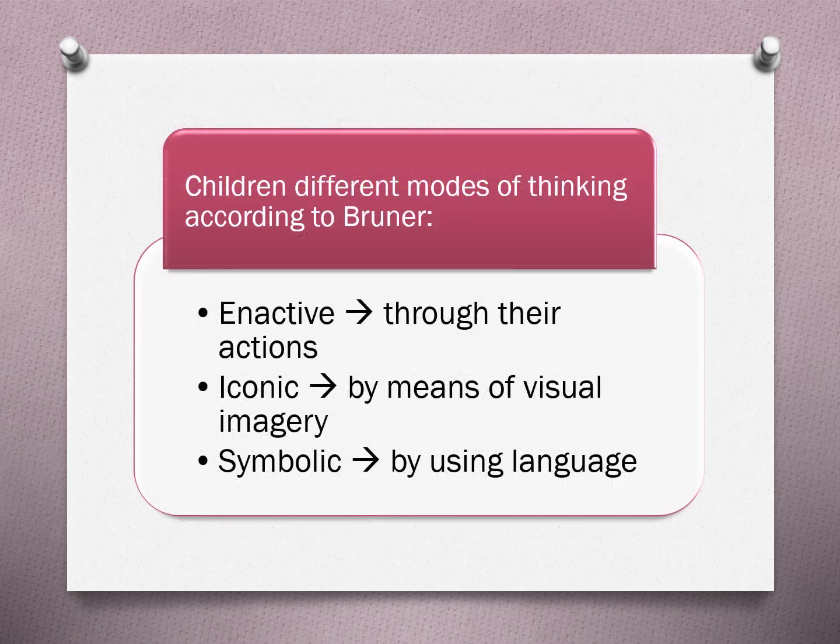So children can handle different methods of thinking according to Bruner. Enactive, which means through their actions. Then the second type is iconic, which is by means of visual imagery with the subconscious mind. Then the third type is by using language.